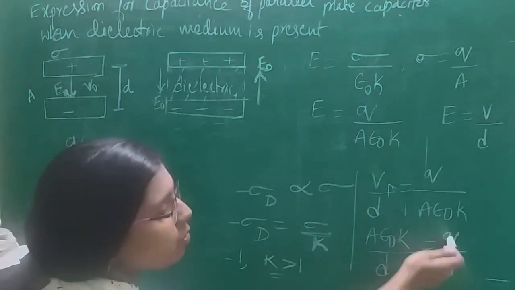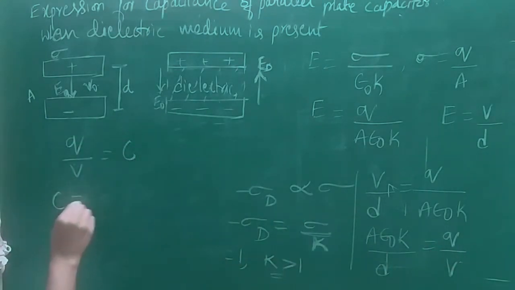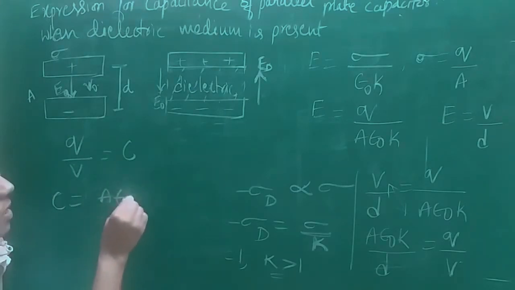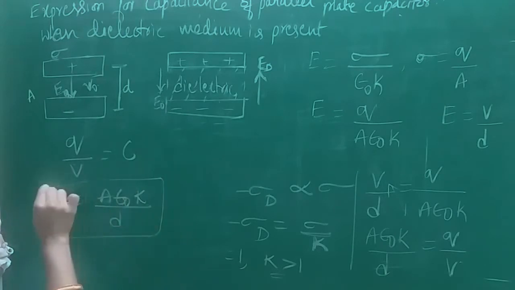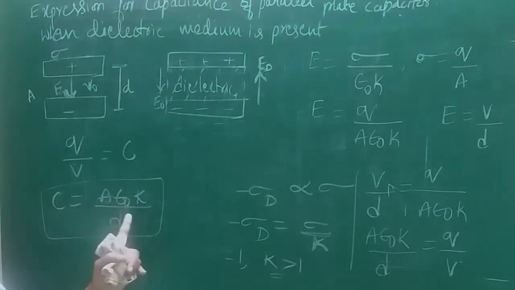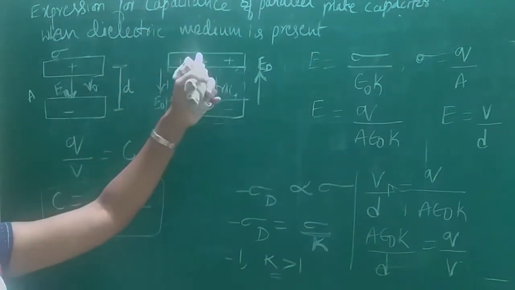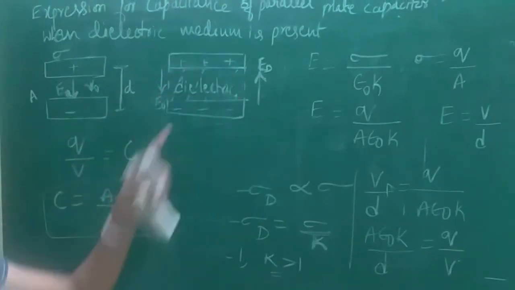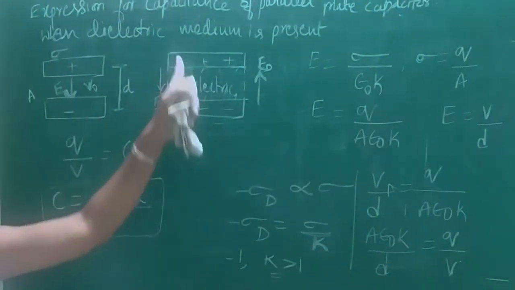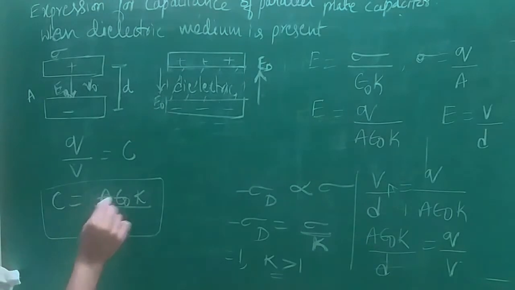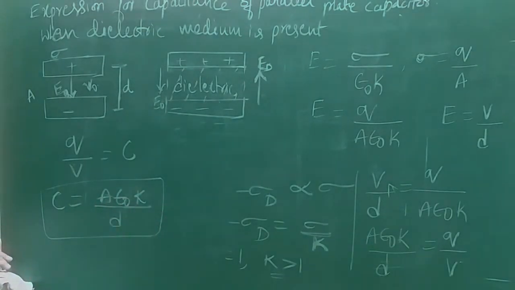So in place of Q by V, we can write C. So C is equal to A epsilon naught K divided by D. This is the expression for capacitance of a parallel plate capacitor when a dielectric medium is present in between the two plates. That is A epsilon naught K by D.